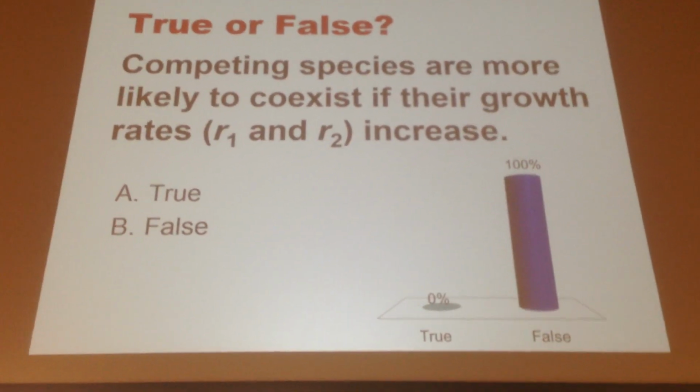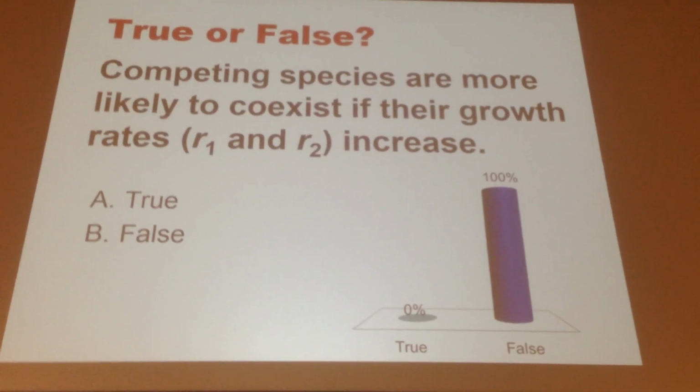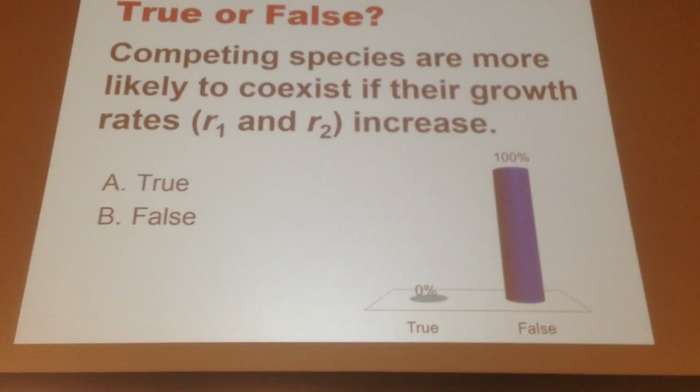100% say false. Competing species are more likely to coexist. Was that really true? Or was that a mistake? Was it 100% the first time? I think it was like 90-something% false for a brief second. Okay, so most of you said false.